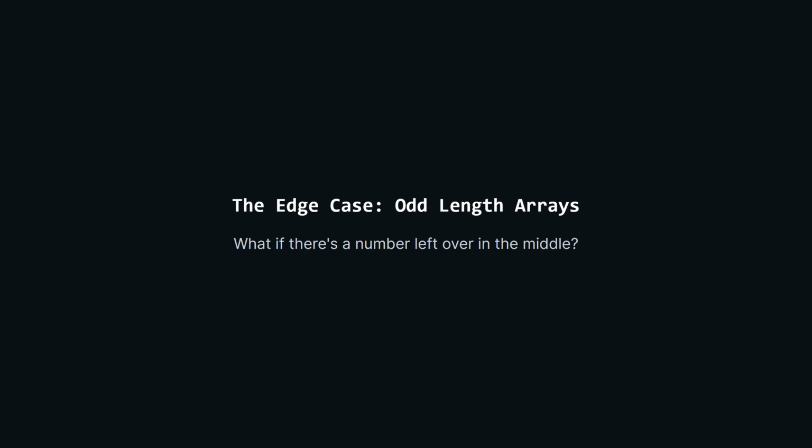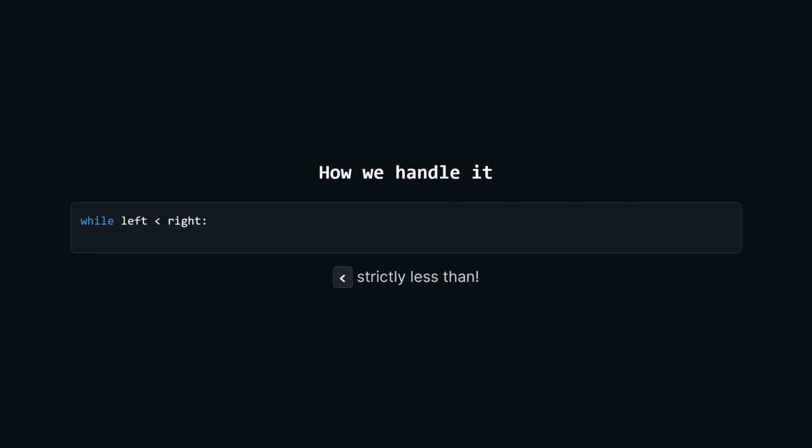What happens if our array has an odd number of items? According to the rules, the number left standing in the middle gets ignored. Our code handles this completely automatically. Because we use a strictly less than sign in our loop condition, if the pointers meet perfectly in the middle on the same number, the loop just stops. The middle number is naturally skipped.